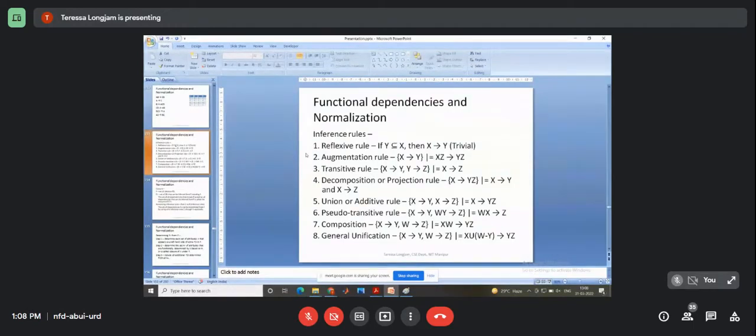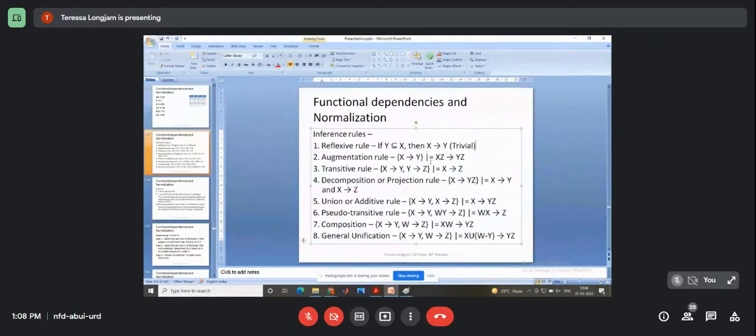The first rule is the reflexive rule. This is an obvious thing, that is why this is a trivial inference rule. If Y is a subset of X, then X can determine Y. So this is a trivial rule, and this is the first rule. Let us see the other remaining rules one by one.